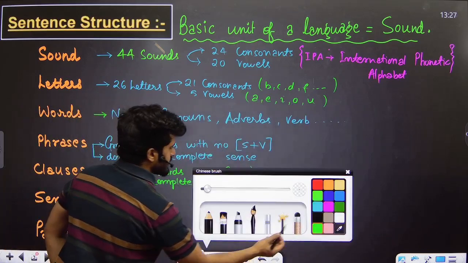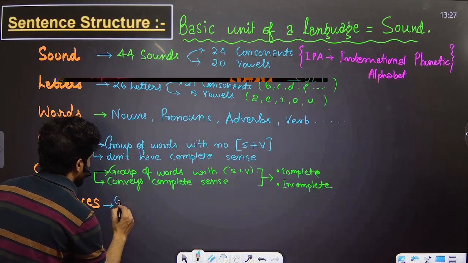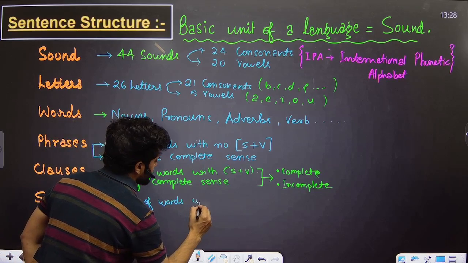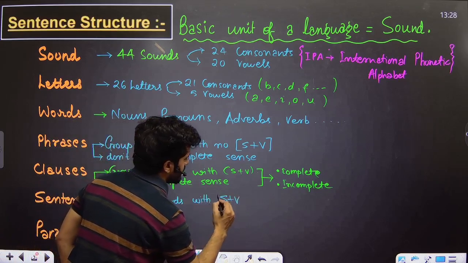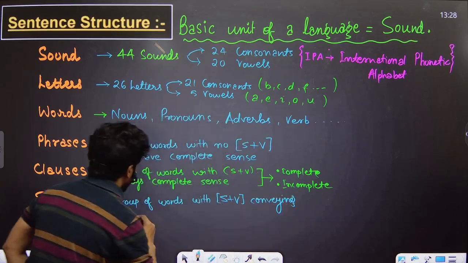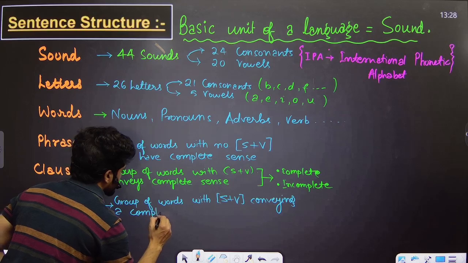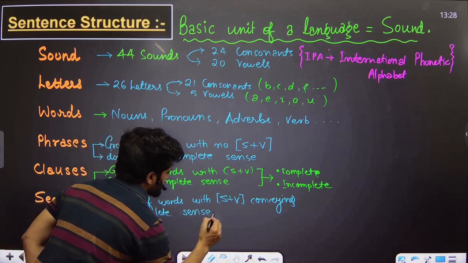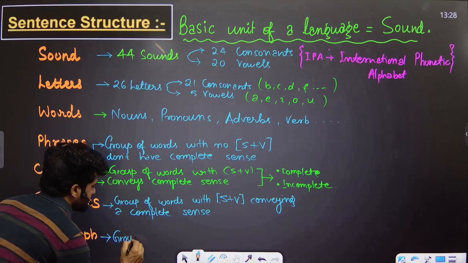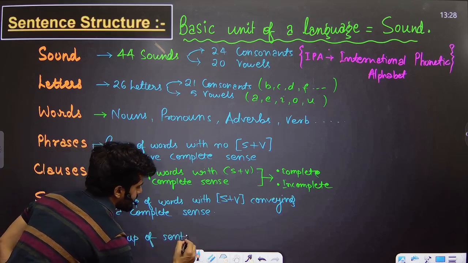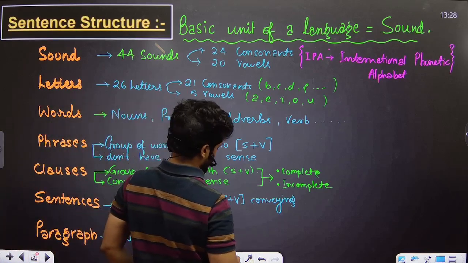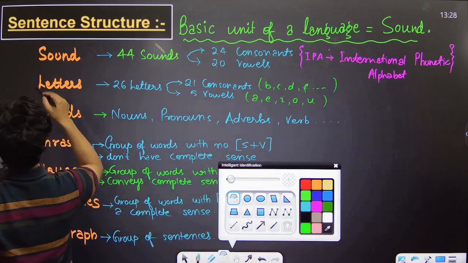Okay, now in the case of sentences, what are they? Group of words with subject verb conveying what? A complete sense. And in the paragraph, they are the group of what? Sentences. That means if they are a group of sentences, they will have subject verb, they will convey the proper message or the information. Got it? So this is the hierarchy.